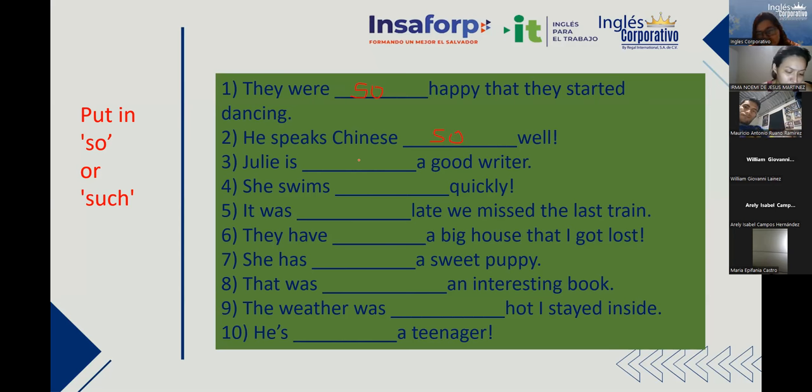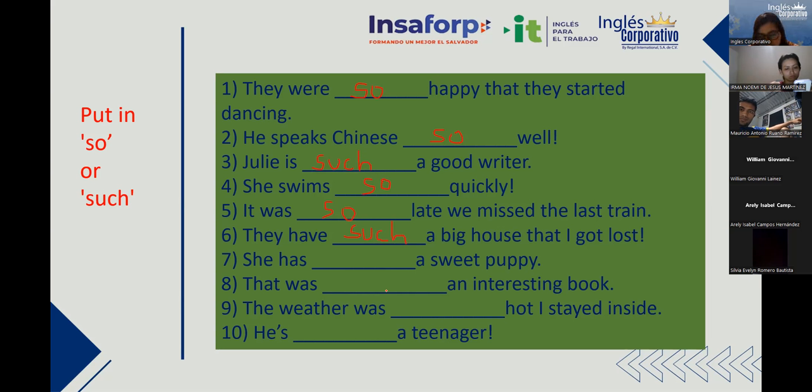Julie is such a good writer. She swims so quickly. It was so late. It was so late. We missed the last train. They had such a big house that they lost it. Such a big house.